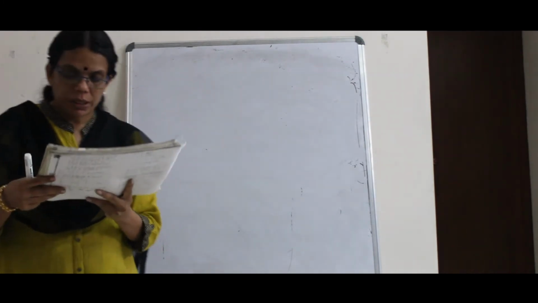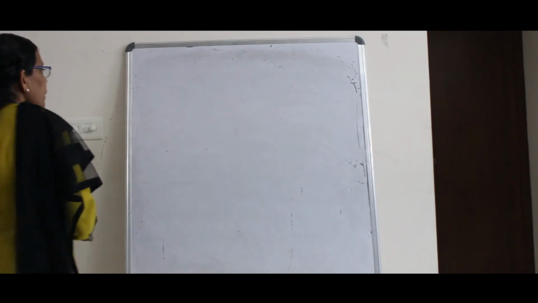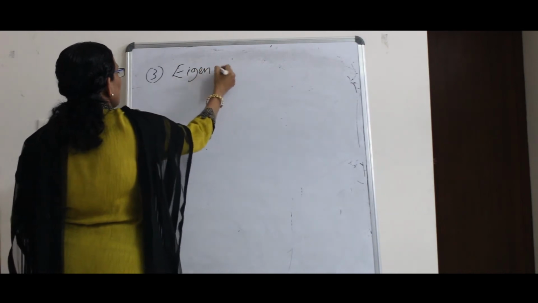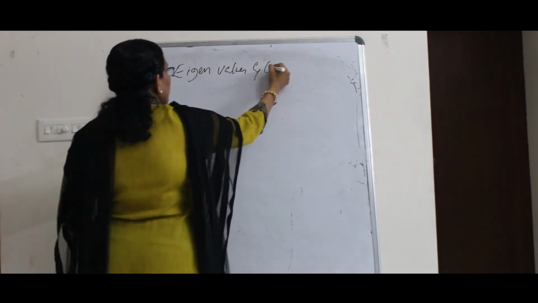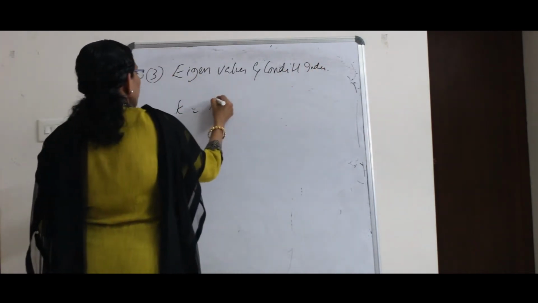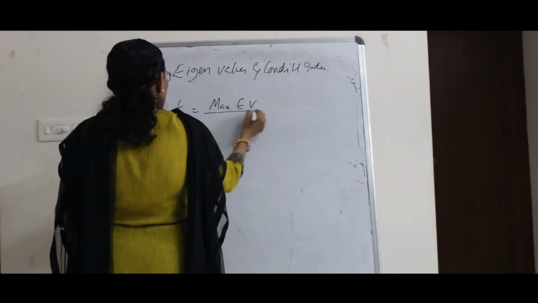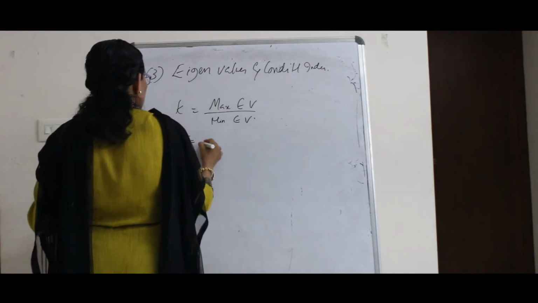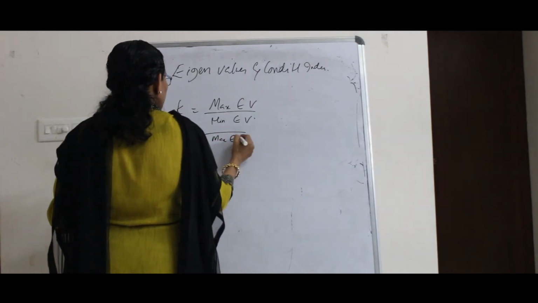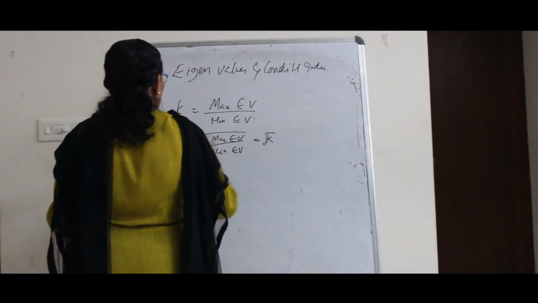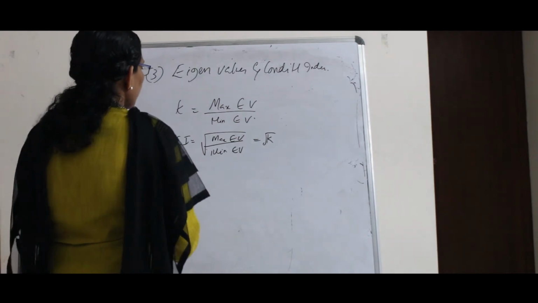Then the third one is eigenvalues and conditional index. The third test for multicollinearity is eigenvalues and conditional index. So k is equal to the maximum eigenvalue divided by the minimum eigenvalue, and the conditional index is equal to the square root of the maximum eigenvalue divided by the minimum eigenvalue, that is, the square root of k.